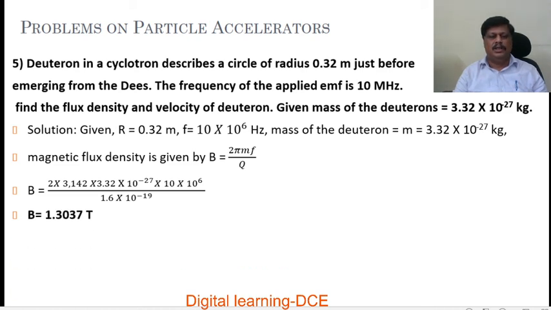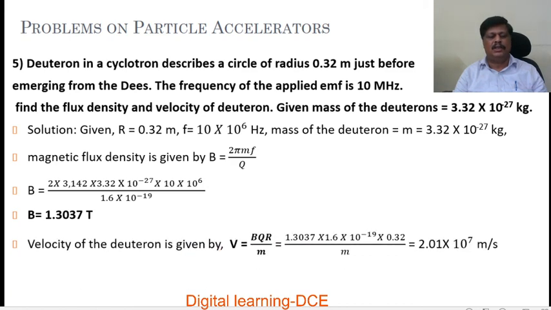I have to find out the value of the magnetic flux density, that is B, and also velocity of the deuteron V. So again, from the condition for cyclotron frequency, magnetic flux density is given by B is equal to 2 pi mF by Q, because F is equal to BQ by 2 pi m. So B is equal to 2 pi mF by Q, substitute value of all the parameters which are given, and after simplification we will get the value of B as 1.3037 Tesla or Weber per meter square.